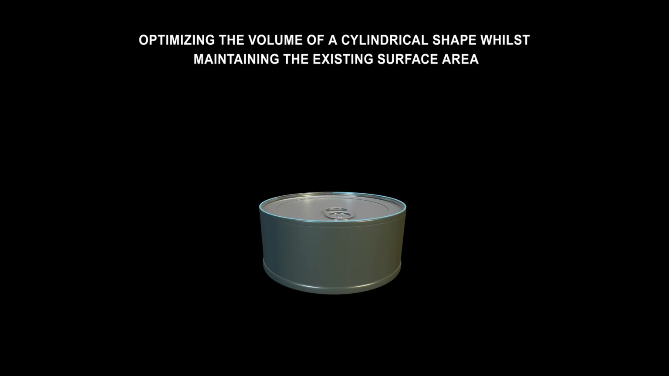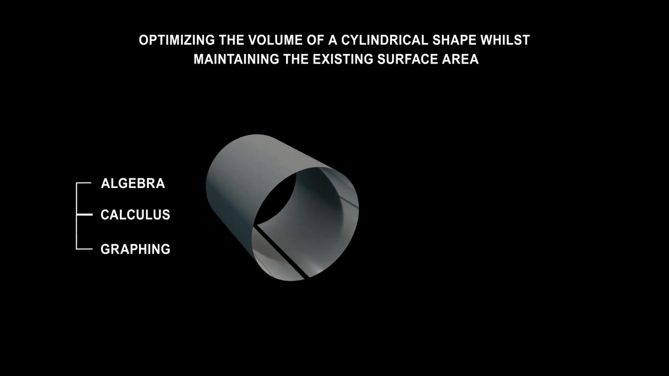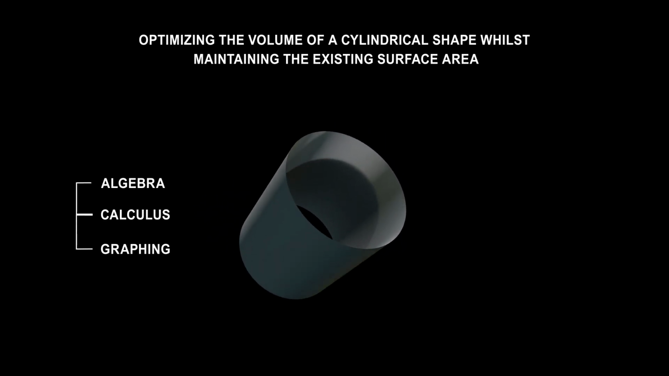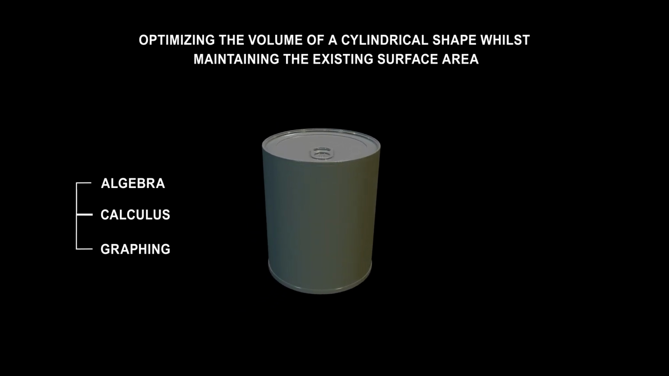In this project, we are going to take the measurements of an existing tuna can and find the existing volume. We will then be using algebra and calculus, as well as graphing, to find the new measurements of an optimized tuna can, one that will hold more product, but without changing the surface area of the can.